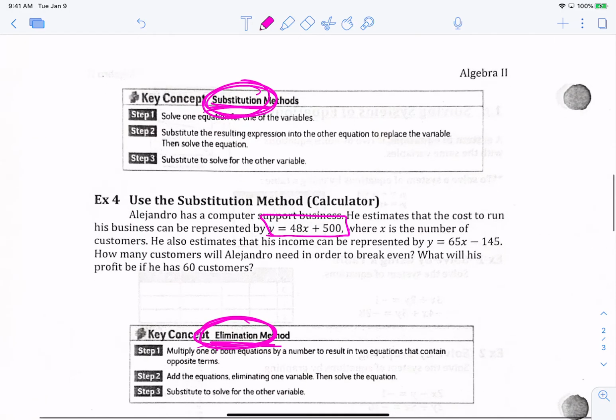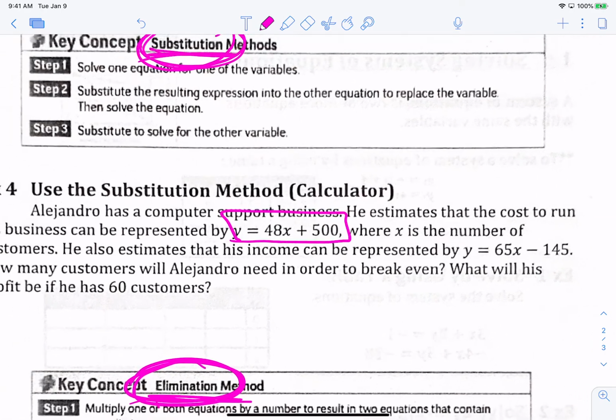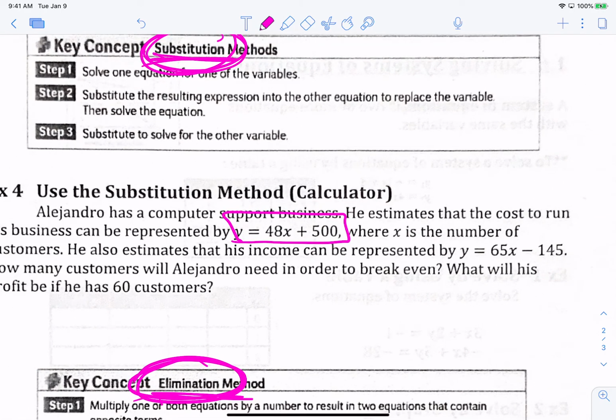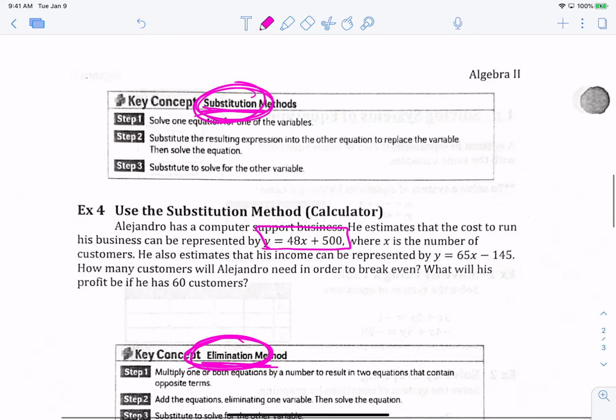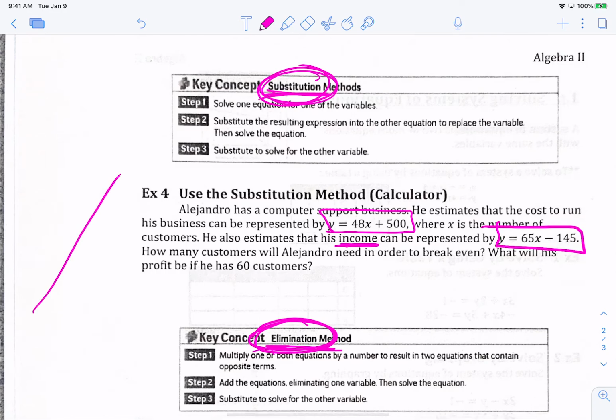So this first thing that they have going on here says this. This guy has a computer support business, and he estimates that the cost to run this business can be represented by y equals 48x plus 500, where x is the number of customers. He estimates that income will be this equation. So what I'm trying to do is I have two equations that are going to maybe somehow go like this, and I want to find the place where those two things are going to intersect each other.